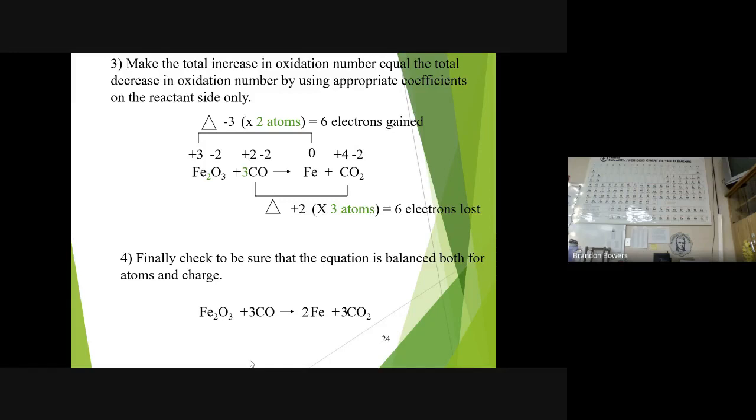Well, we know charge is balanced. What about atoms? How many irons do you have here? Two. So you got to put a 2 there. Okay. That makes sense. Let's see. How many carbons do you have there? 3. So what if I put a 3 there? If you have 3 carbons there, you got to have 3 carbons there. And you're done.